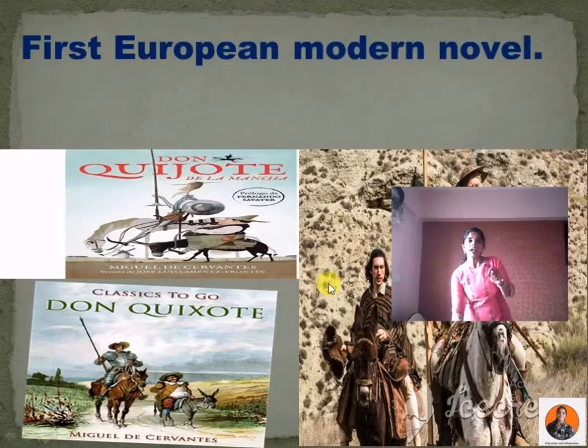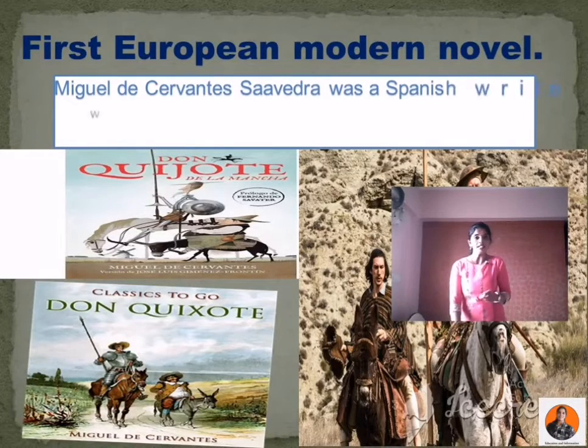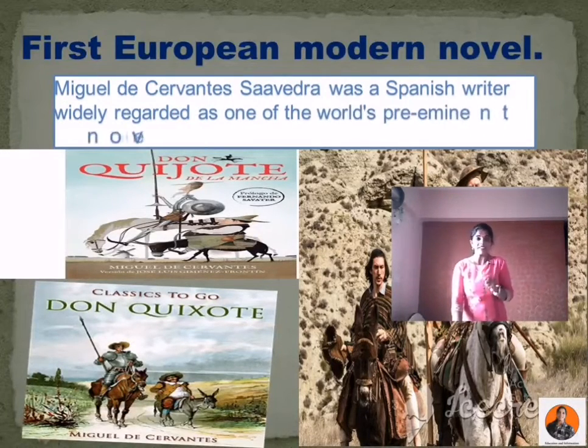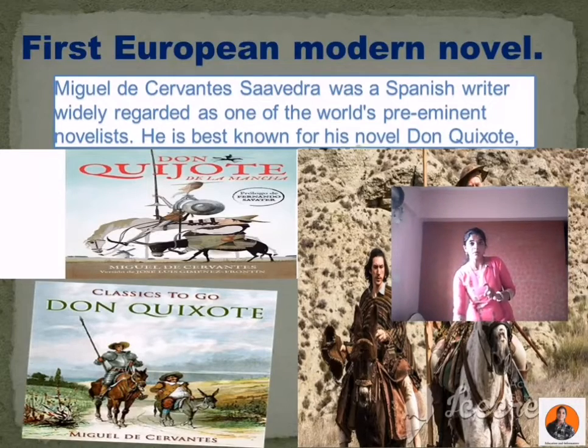And yes, as we know, the first European modern novel. This is also an important question that can arise in MCQ type. The first European modern novel is Don Quixote, written by Miguel de Cervantes Saavedra, a Spanish writer widely regarded as one of the preeminent novelists. He is best known for his novel Don Quixote, and he is also the father of the European novel.